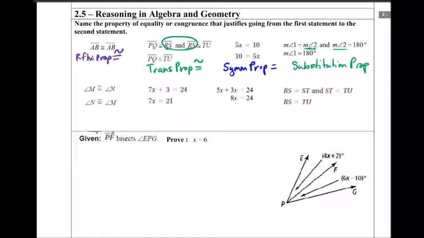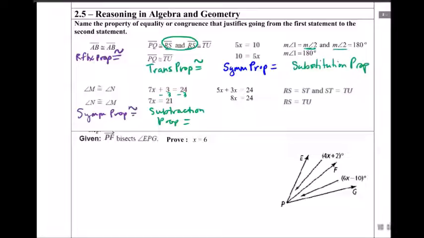All right, next row. Angle M is congruent to angle N, and angle N is congruent to angle M. Well, that's just symmetric property, only this time it's of congruence. Don't forget that. All right, and then we have 7x plus 3 equals 24. And how do we get to 7x equals 21? Well, we just subtracted 3 from each side, so that's the subtraction property, and don't forget, of equality.